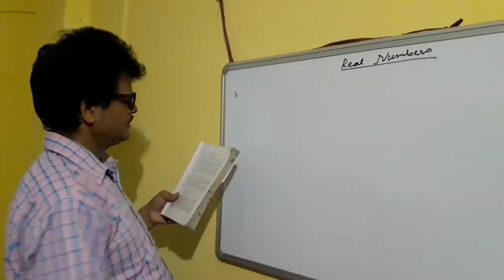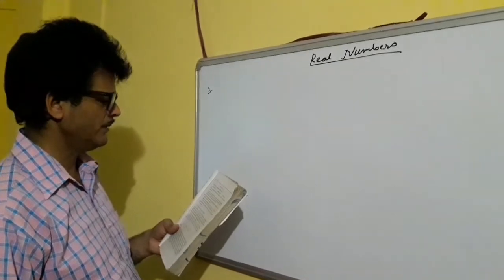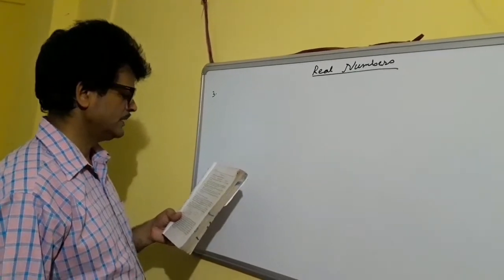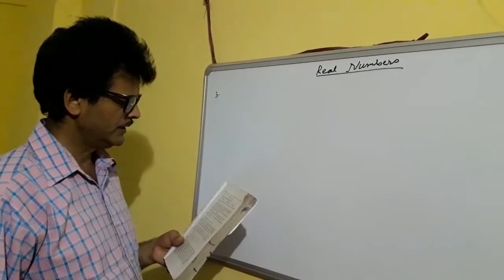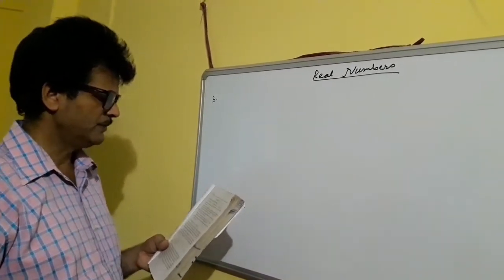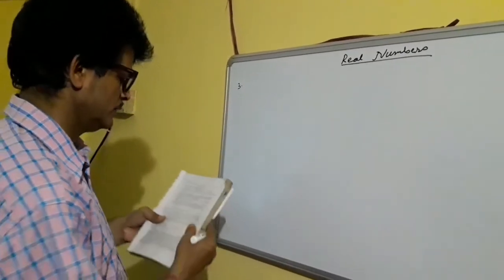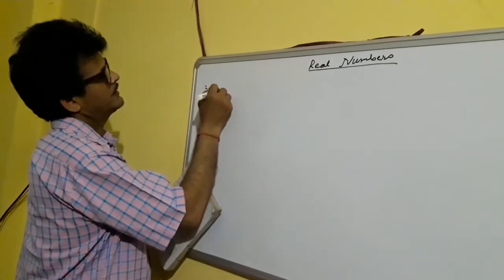So next, question 3. An army contingent of 616 members is to march behind an army band of 32 members in a parade. The two groups are to march in the same number of columns. What is the maximum number of columns in which they can march? Now you see in this question, the maximum number of columns is the HCF of 616 and 32.